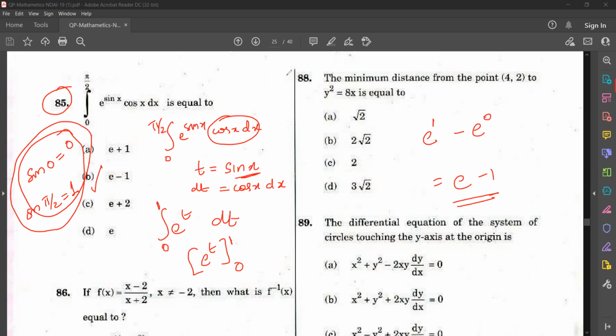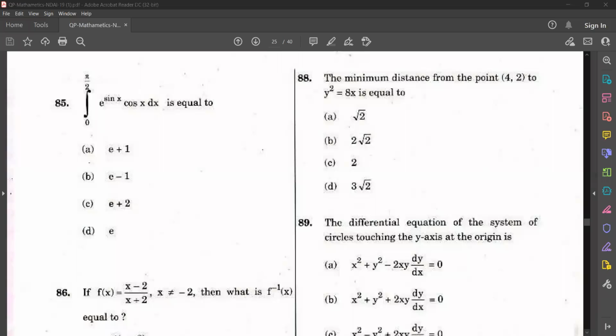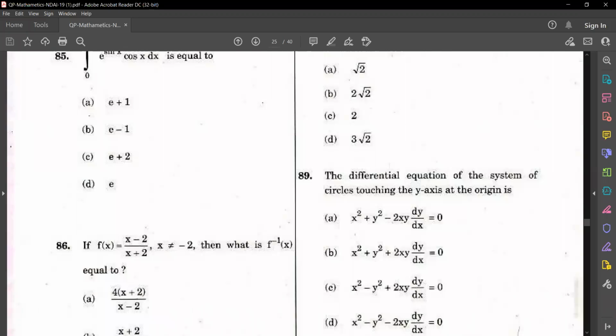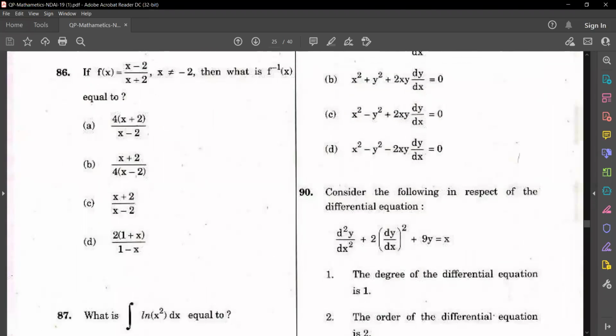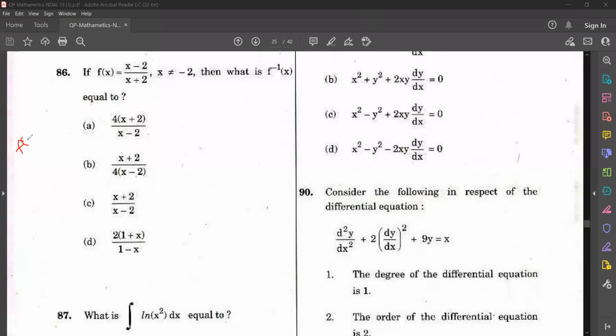Okay, so let's go to the next question. If f of x is equal to x minus 2 by x plus 2, what is the value of f inverse x? You have to find f inverse x. Okay, so you're given options. Just try. I'll give you 1 minute. After you get the answer, comment it.